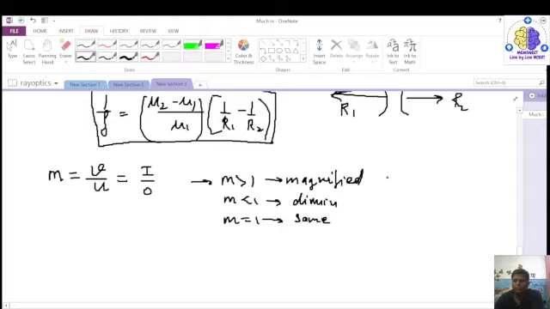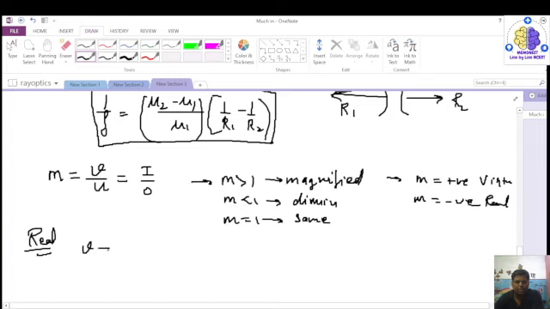If m is positive, then it is a virtual image, and if m is negative, then it is a real image. Let's see. If we see the ray diagram and we talk about real images, then for real images, v is positive, u is negative. Real images are inverted, so O is positive, then I is negative, right?